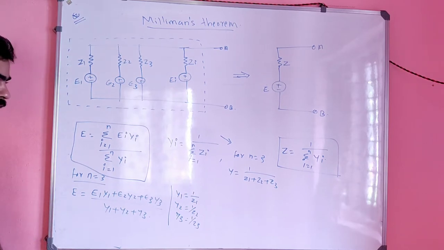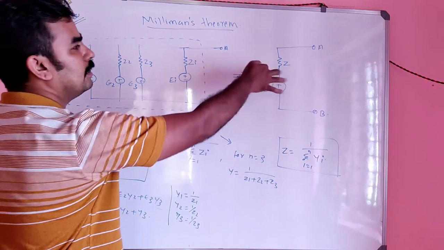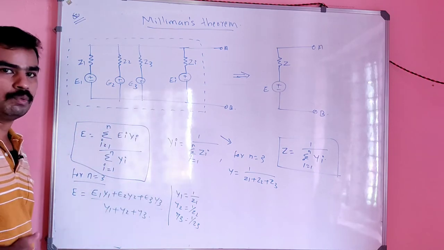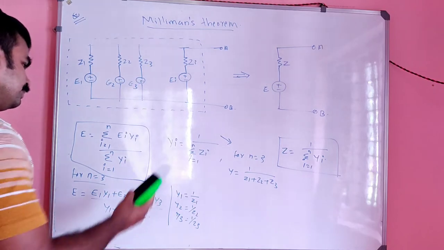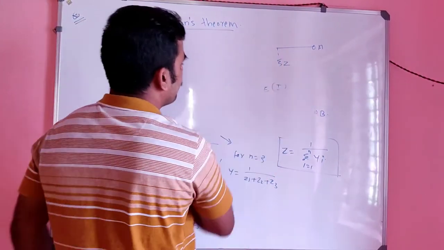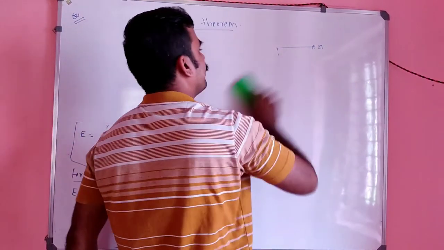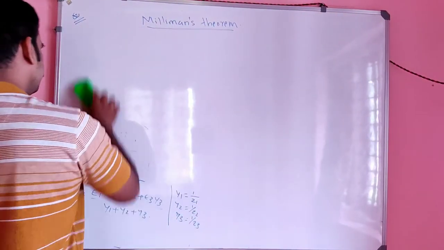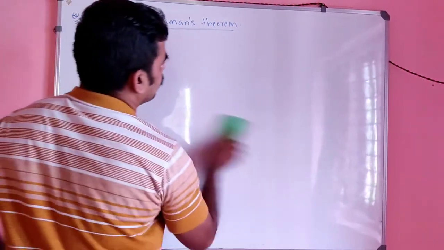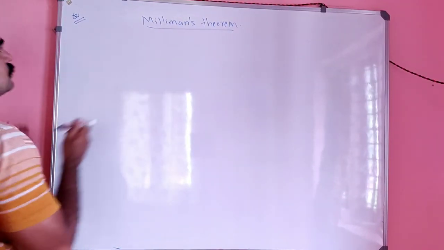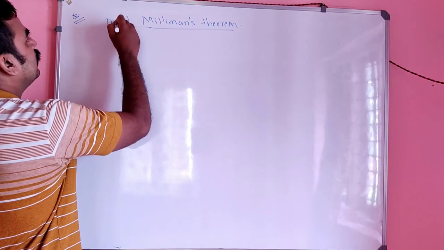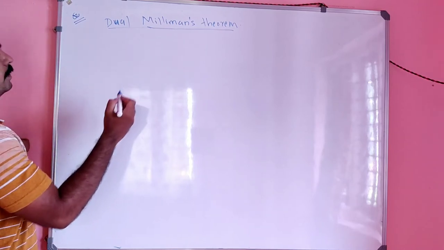Is it clear? So these two will be the resultant values. And for n equal to 2 or 3, you can substitute whatever you want. Is it clear to you? Next, you have to see the dual Millman's theorem. Okay, I will explain.